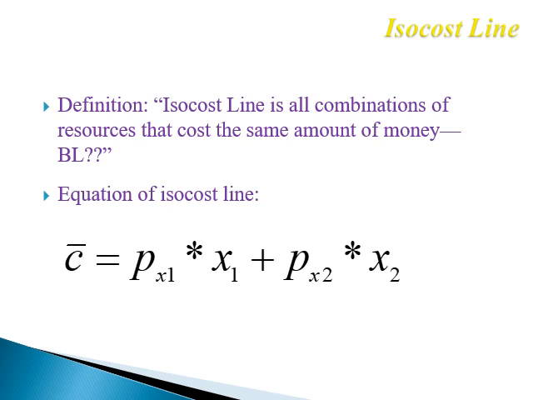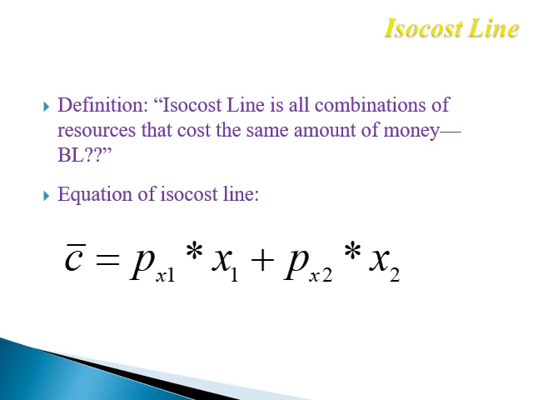Okay, the isocost line is synonymous to the budget line. But isocost line is in the case of production, and the budget line is in the case of consumption. What is the isocost line? The isocost line is a line that shows the different combinations that the individual producer can use, and that can cost the producer the same amount of money.